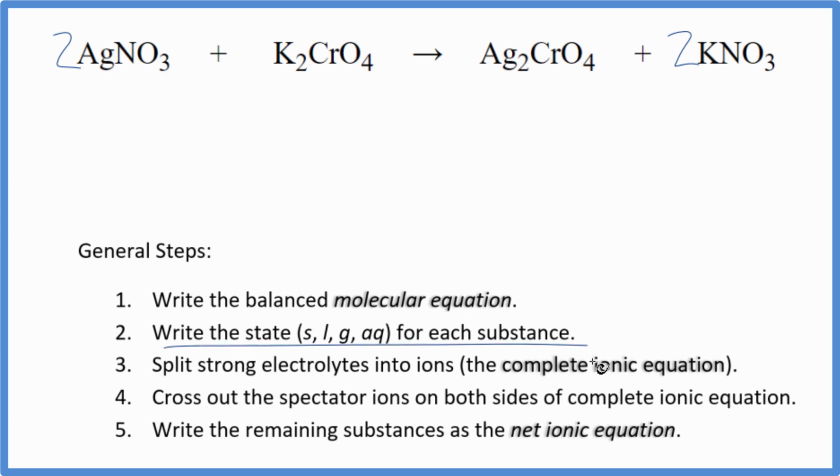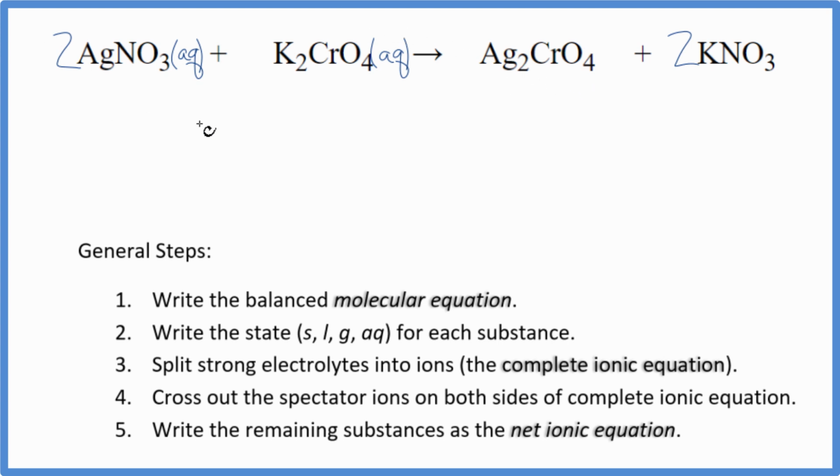Now we can write the state for each substance. Nitrates are very soluble if you know your solubility rules. AQ, that means aqueous, dissolved in water. Potassium compounds, also, they are very soluble. But we get to the silver chromate. Silver often is insoluble, and if you look this up on a solubility table, this will be insoluble.